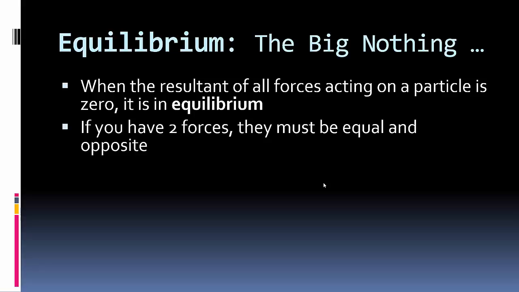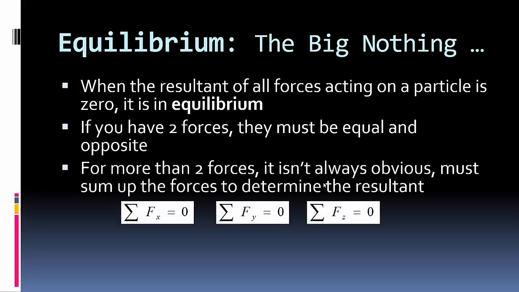Okay, so if you have only two forces, this actually is really easy to deal with, right? If you have two forces, they must be equal and opposite. So if you have a force up and to the right of, say, 10 pounds, the only way it's not going to move is if you have a force down and to the left of 10 pounds. Now, if you have more than two forces, it's not always as obvious.